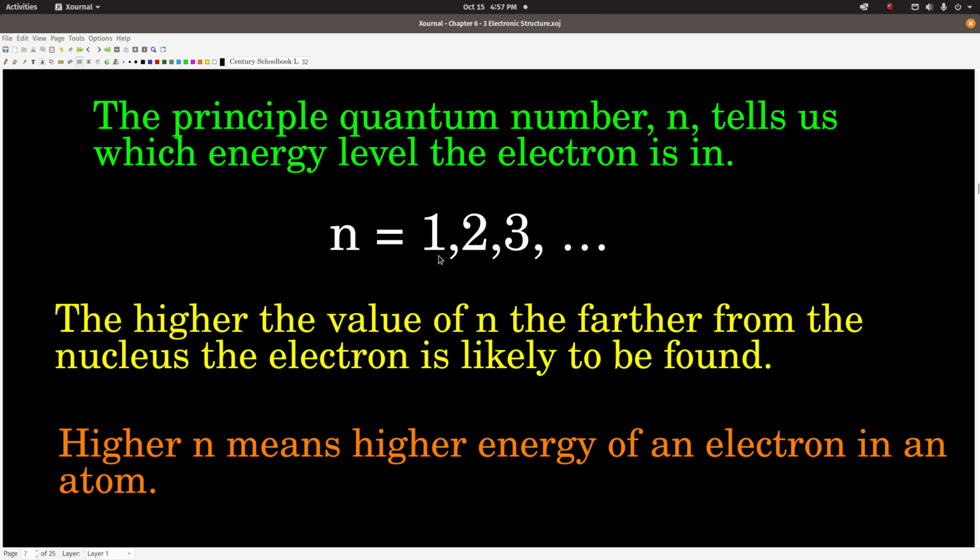Now, here's the rule for what values n can have. N can only be positive integers starting with 1. It can be 1, 2, 3, anything up to infinity. Now, I know it doesn't make sense yet, guys, but just kind of remember the rules, and it's all going to come together here in a few minutes.